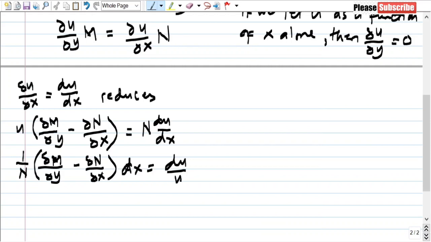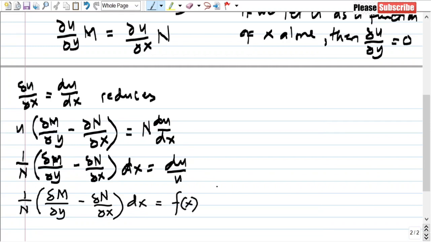Okay, now if we continue on with our solution, what will happen is that it will be 1 over N, the partial derivative of M with respect to y minus the partial derivative of N with respect to x, dx. We can put that as f of x. So since it is a function of x alone, then our integrating factor, ilalagay natin dito, ating magiging integrating factor is u is equal to e to the integral of f of x dx.